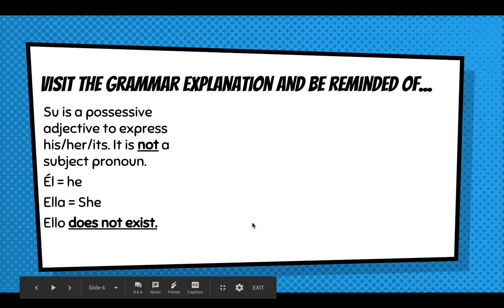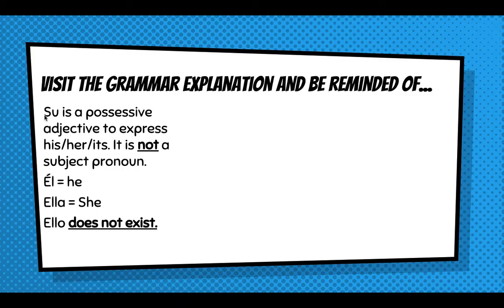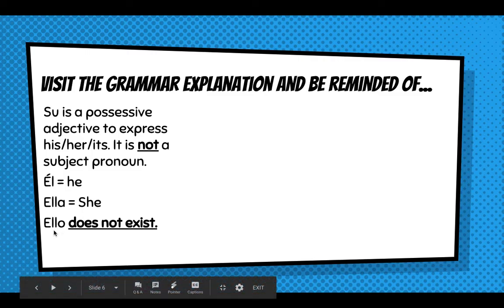What else can we be reminded of? Su. Su is a possessive adjective to express that it's his or hers or its, and it is not a subject pronoun. So some of us are using su instead of él to represent he, or ella to represent she, and some of us are still using ello, which does not exist. So su is a possessive adjective, ello doesn't exist.